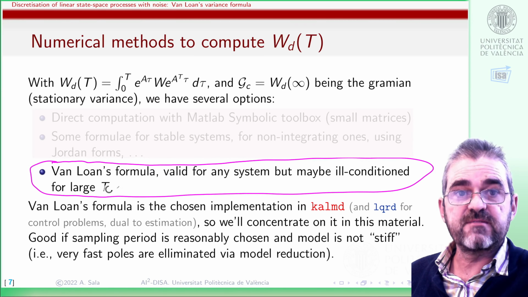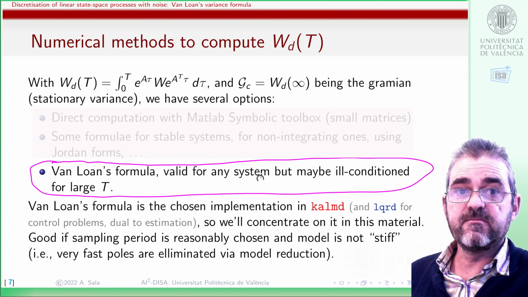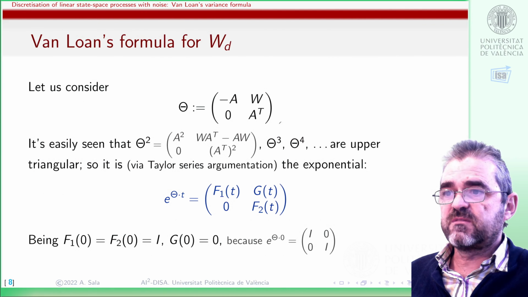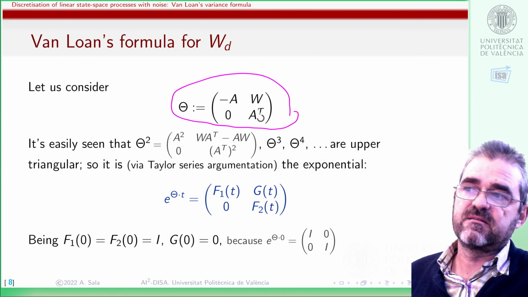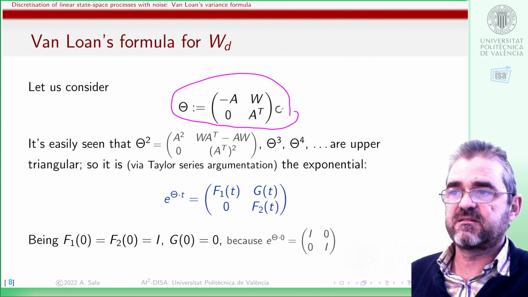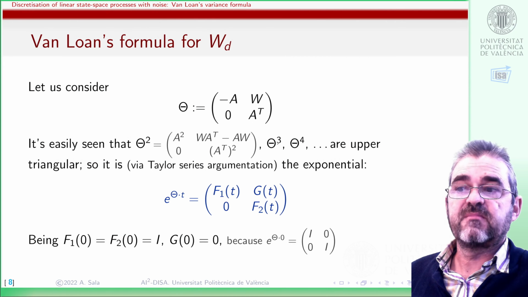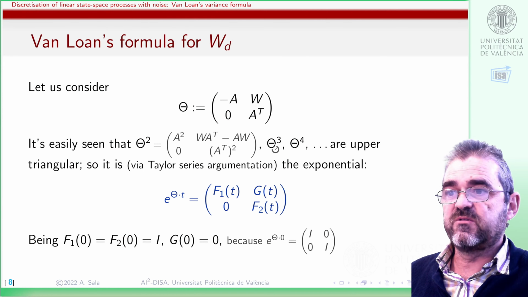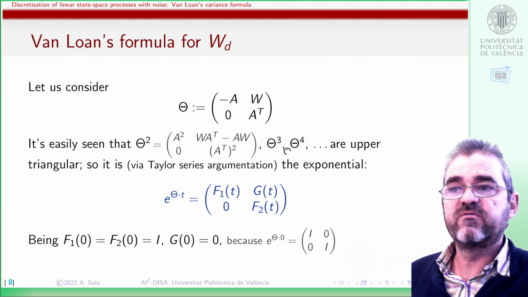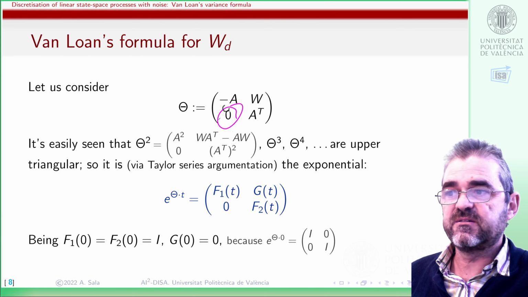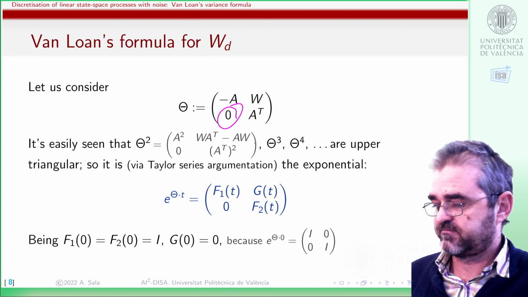So we'll concentrate on this as the main goal of this video. Let's delve into the details. We'll start by defining this capital theta matrix and realizing that theta squared is this thing, and if you go on multiplying, you will see that theta cube, fourth, and all powers are upper triangular. So we have this 0 in all powers of theta.